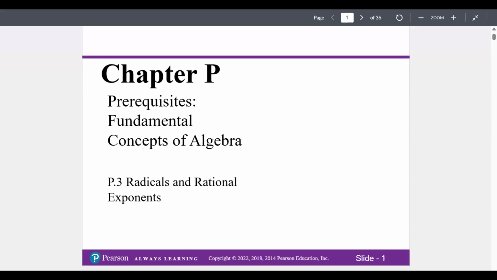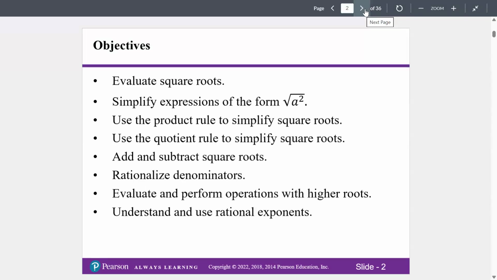Moving on to section P.3. This is going to be dealing with radicals and rational exponents. Radicals are pretty much an extension of what we had for exponents, so this kind of complements our last section. We're going to look at evaluating roots, simplifying radicals and roots, rules that we have for simplifying, adding and subtracting with roots, rationalizing denominators, and then some work with rational exponents.